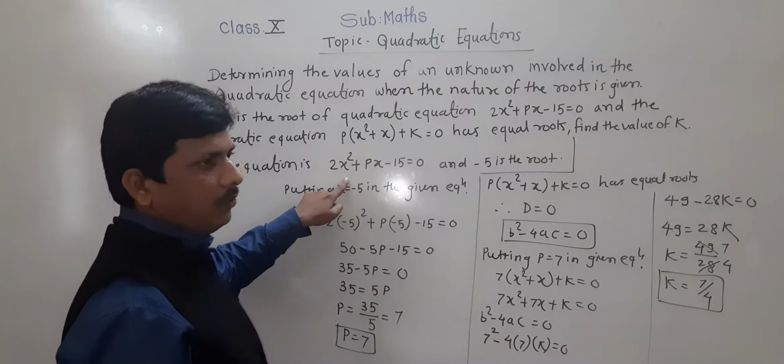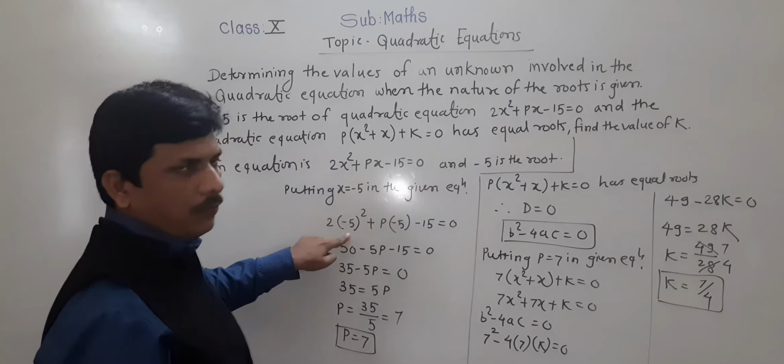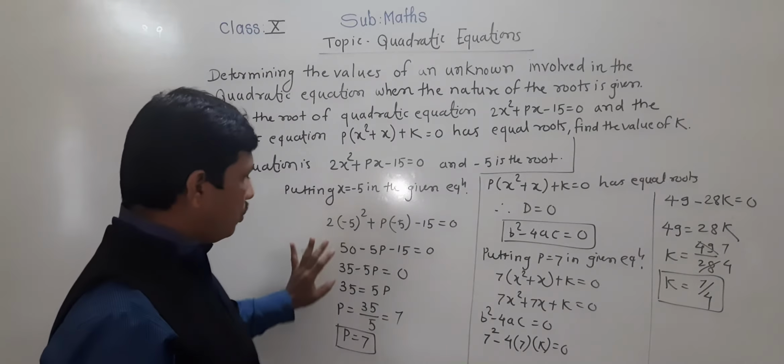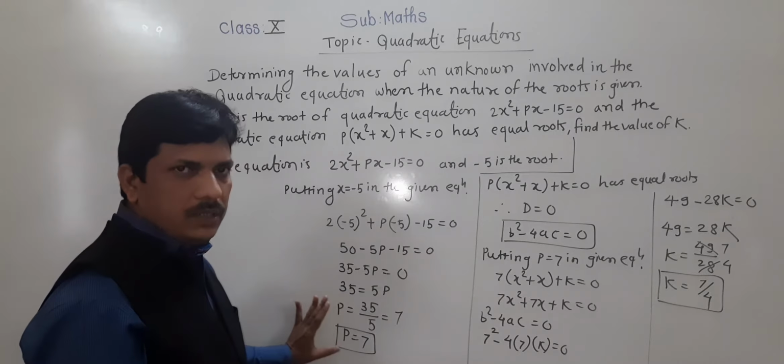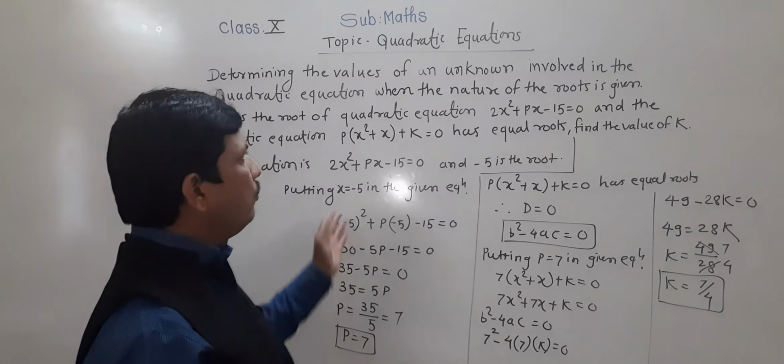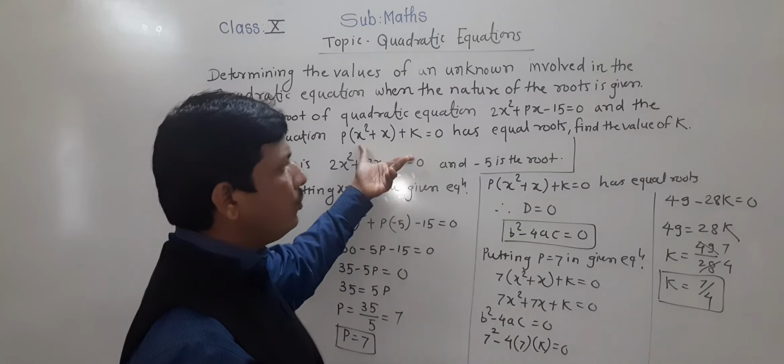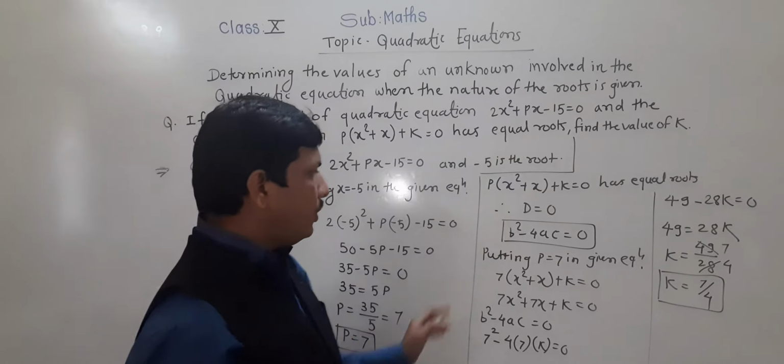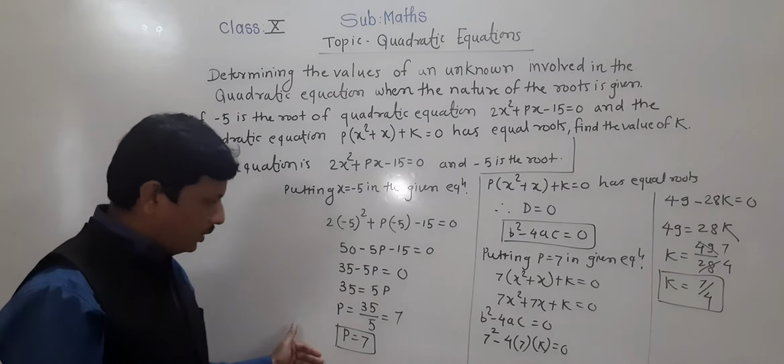Minus 5 is the root of the given equation, so we have taken x as minus 5. After solving, you will get the value of p is 7. Okay. So again, one equation is given which has equal roots. At the place of p we have taken the value which we have got here.